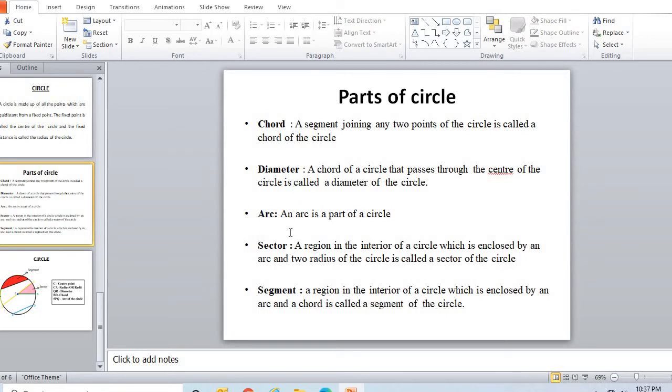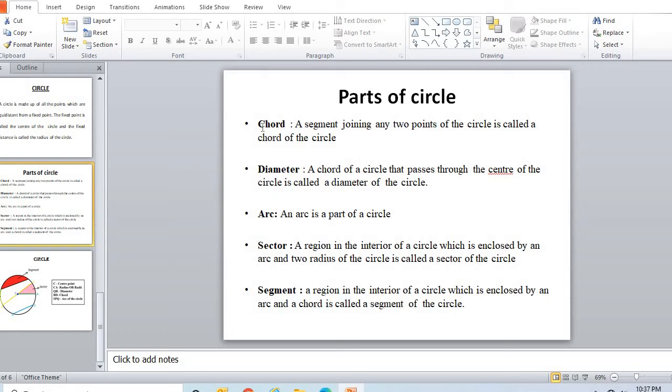You will have to draw all these. You have to draw a rough circle, taking any measure, and show all these in it. This type of question is in your practice exercise 4.6. So right now I will explain it very well in this diagram, and I will show how to draw also. Okay, segment. A region in the interior of the circle which is enclosed by an arc and a chord is called a segment of the circle.